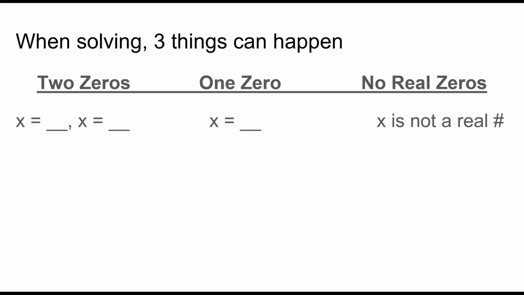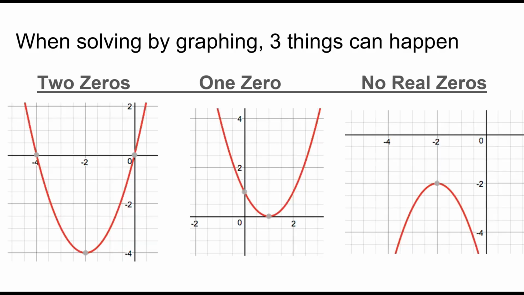When solving quadratics, three things can happen. You can have 2 zeros, 1 zero, or no real zeros. It can look like this on a graph. The 2 zeros are the 2 points where it hits on the x-axis. The 1 zero happens to be the vertex, or there are no real zeros. It will never cross the x-axis.